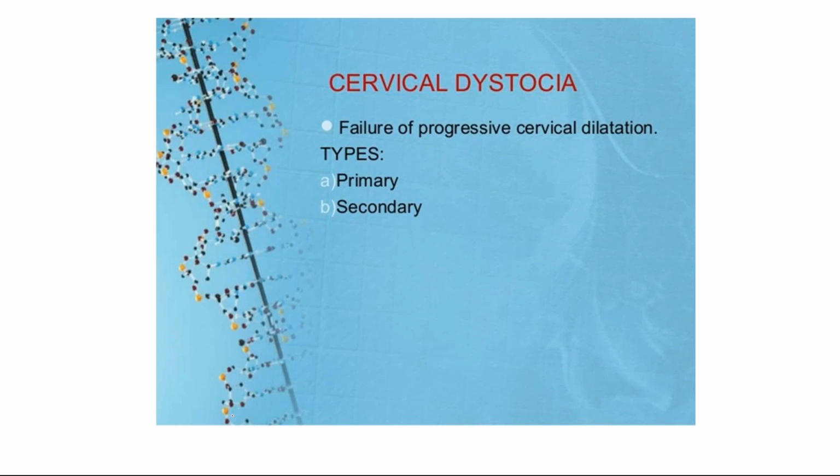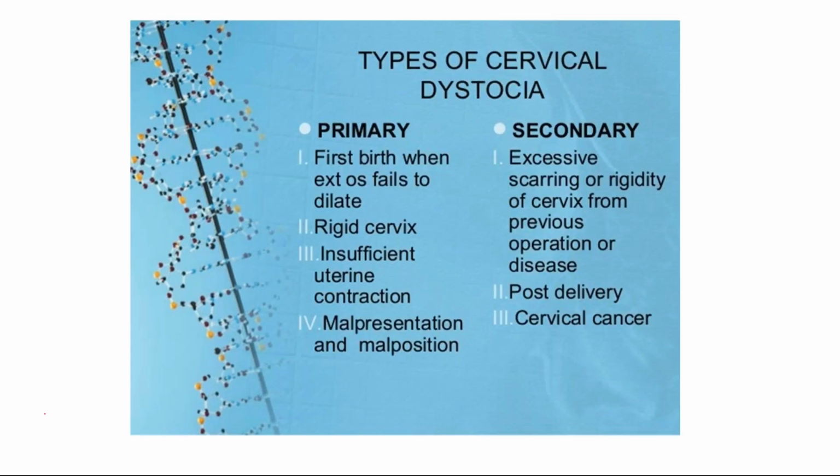So cervical dystocia is where there is a failure of the cervix to dilate. The dystocia is from the cervix, the problem is with the cervix, so it is called cervical dystocia. It can be primary or secondary. Primary is when the external os fails to dilate by itself. That may be because of a rigid cervix, or insufficient uterine action, or because of malpresentations and malpositions. It is usually in primary.